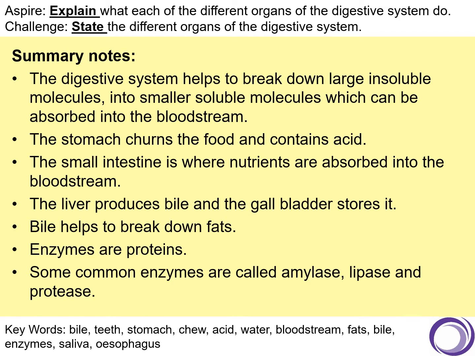So now we've got to the end of the summary notes of this section of the lesson. What I would like you to do is copy down these points off of this slide. The digestive system helps to break down large insoluble molecules into smaller soluble molecules which can be absorbed into the bloodstream. The stomach churns the food and contains acid. The small intestine is where nutrients are absorbed into the bloodstream. The liver produces bile and the gallbladder stores it. Bile helps to break down fats. Enzymes are proteins, and some common enzymes are called amylase, lipase and protease. I'm going to give you 5 minutes to write down these summary notes. If you need any more time, please pause the video and complete the summary notes.